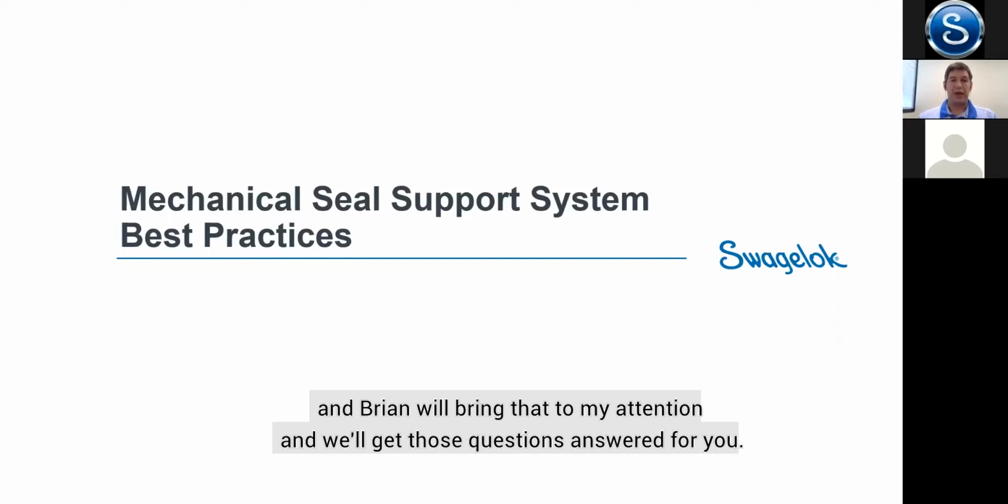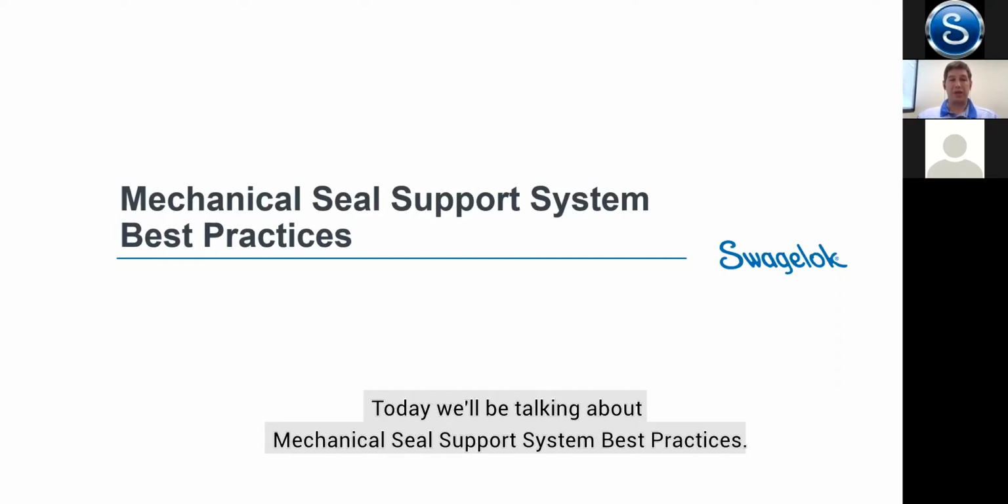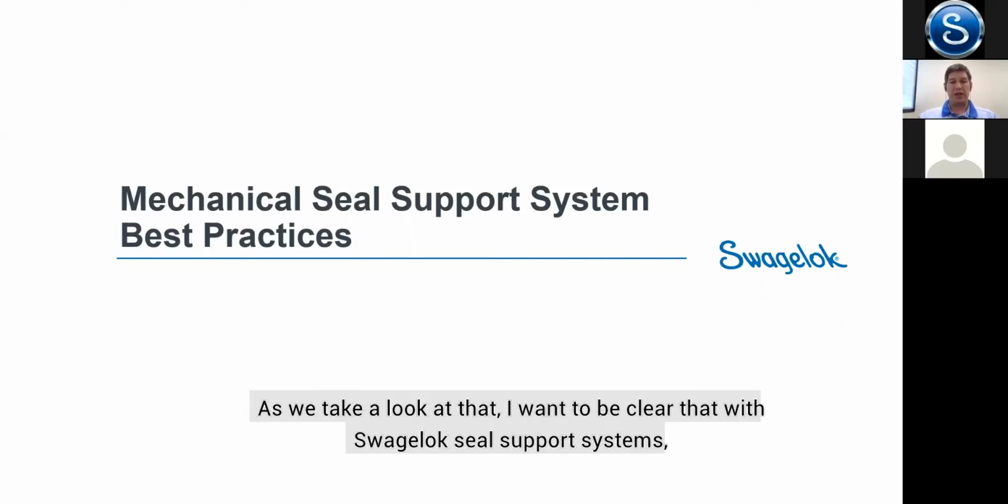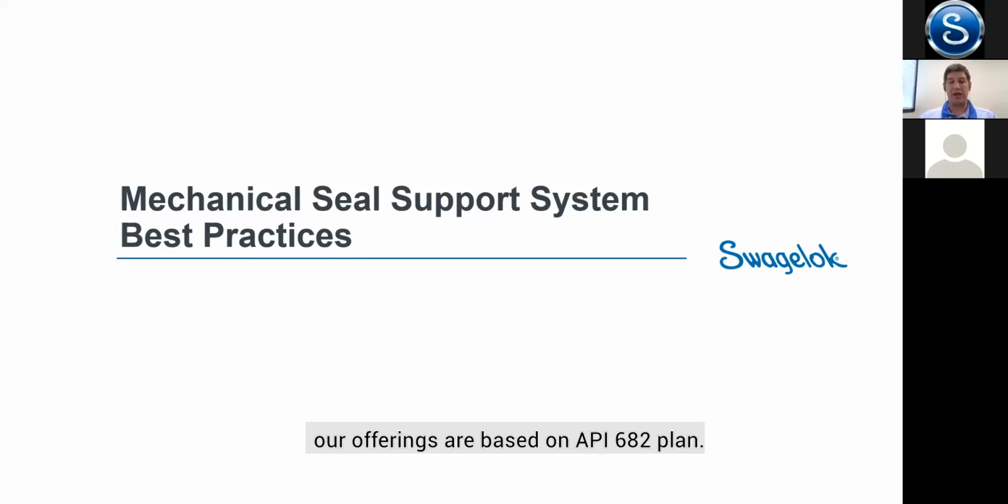So today we'll be talking about mechanical seal support system best practices. And as we take a look at that, I want to be clear that with Swagelok Seal Support Systems, our offerings are based on an API 682 plan, but they are fully customizable to your needs. So we'll take a look at some of those things.